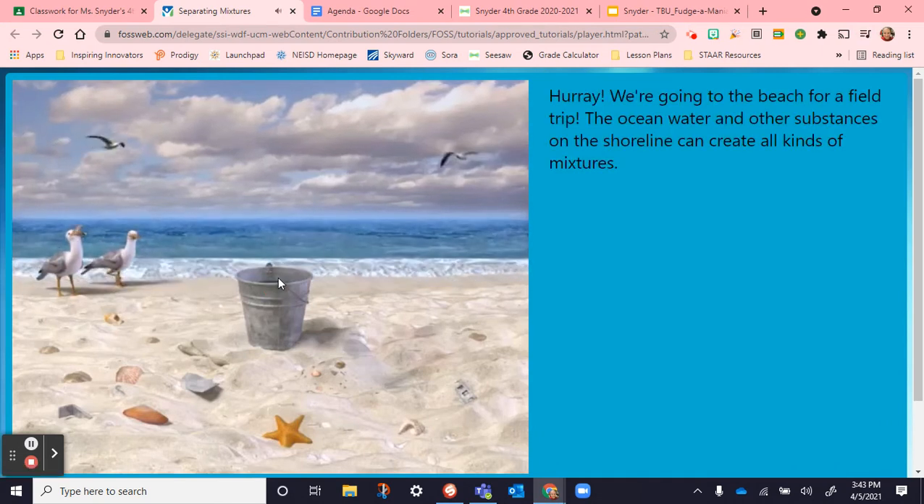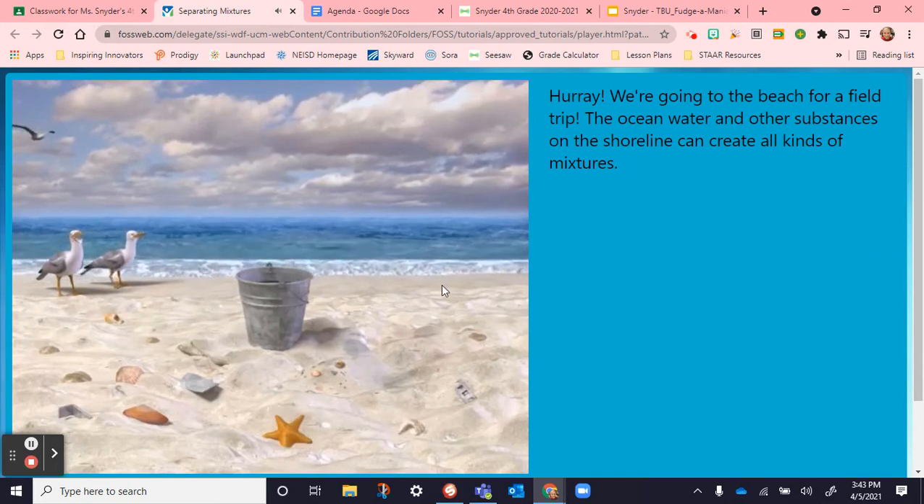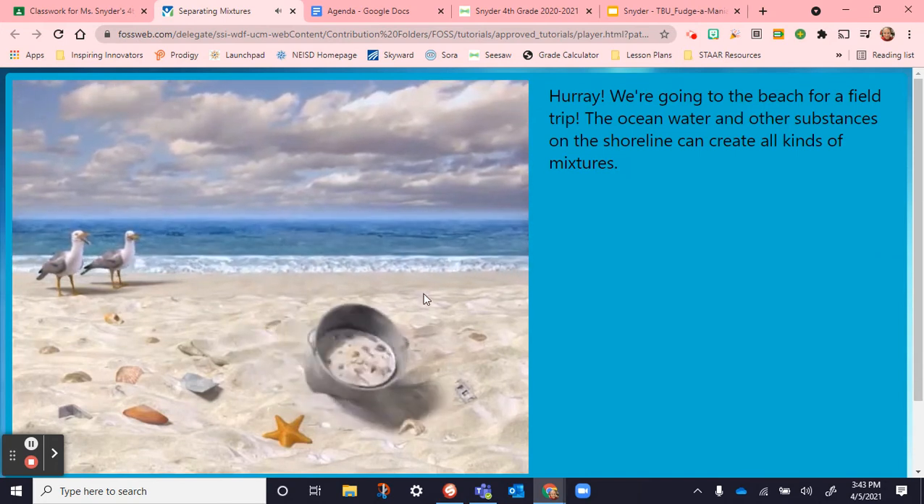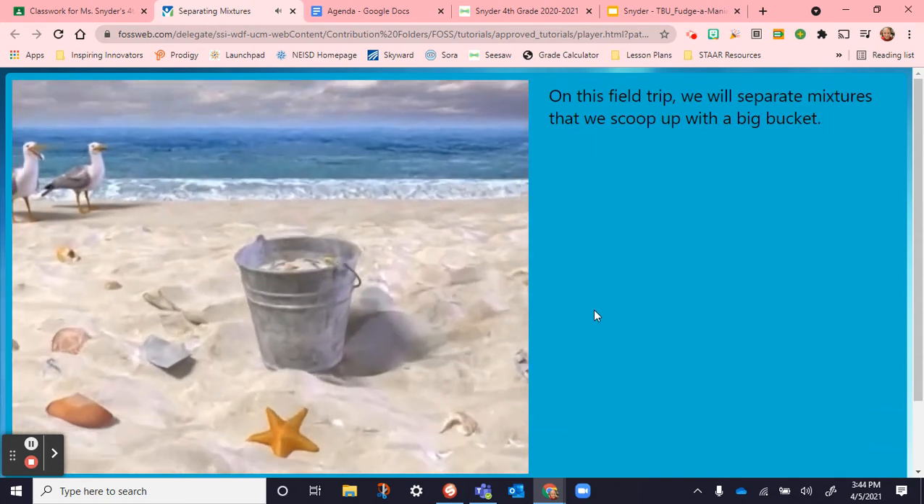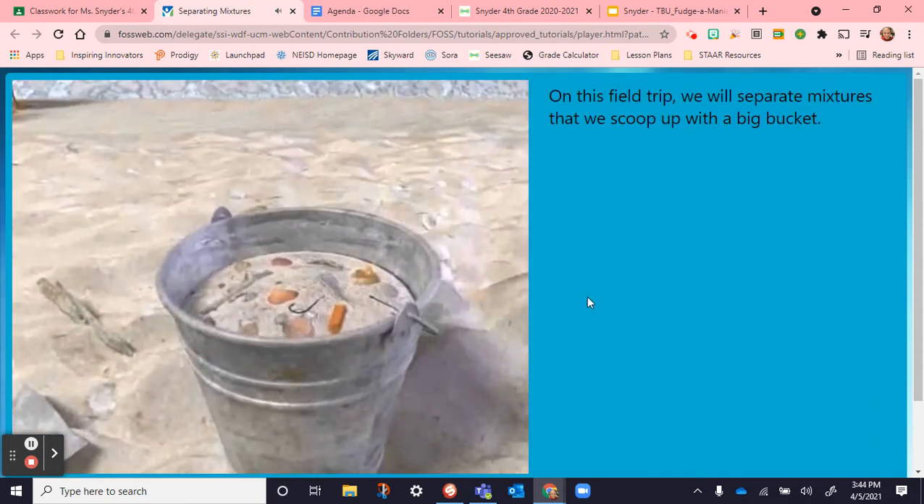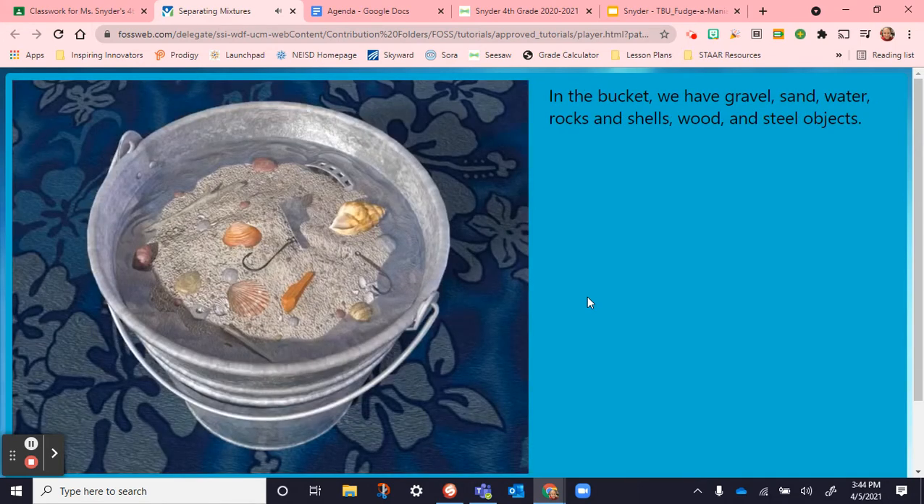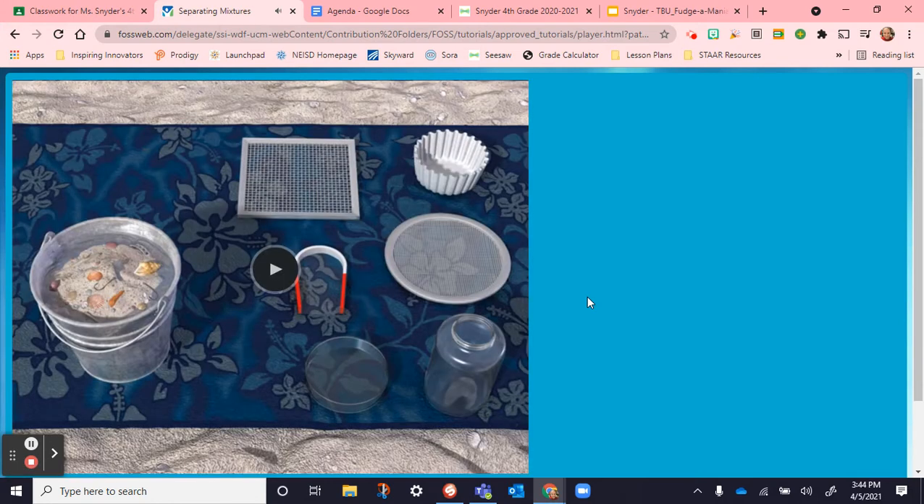Hooray! We're going to the beach for a field trip. The ocean water and other substances on the shoreline can create all kinds of mixtures. On this field trip, we will separate mixtures that we scoop up with a big bucket. In the bucket, we have gravel, sand, water, rocks and shells, wood, and steel objects. Here are some tools we can use to separate this mixture. Let's get started. Click on a tool to separate the fish hooks from the mixture.